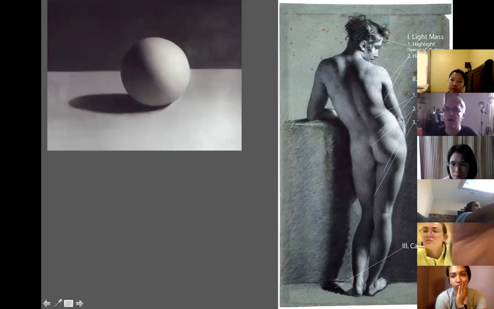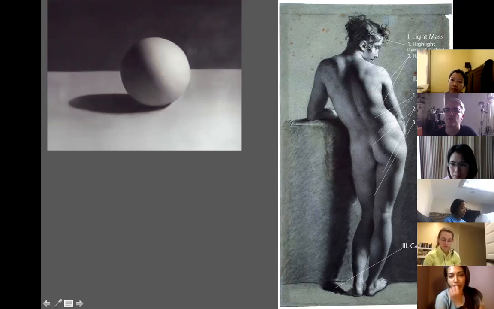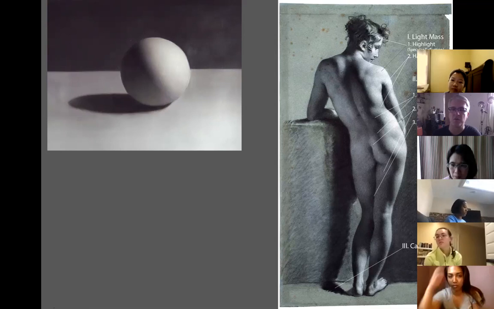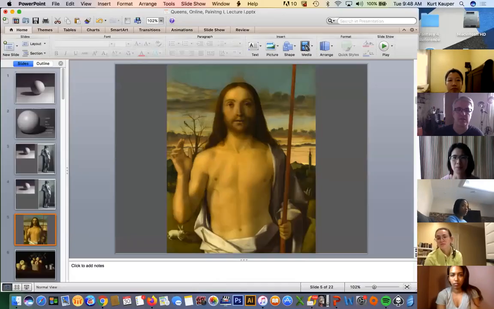And I'll send you all of these images so that you have this information. But this understanding of light and shadow, the light mass, the dark mass, highlight, halftone, core of the shadow, reflected light, shadow accent, cast shadow, those are all elements of light and shadow that I'd like people to be looking for in these paintings we do. And I'll talk about that more extensively.